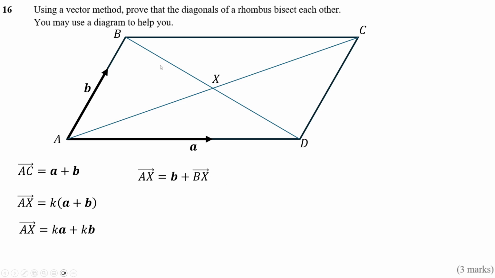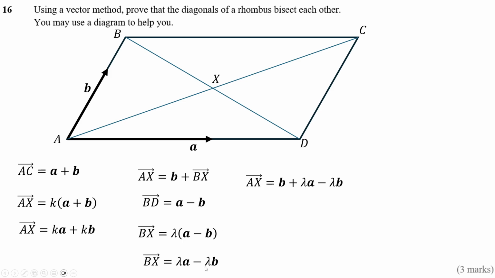How do we find BX? Well, we need to find BD. BD is minus B plus A, or A minus B. Now we need some fraction of it. We'll call that fraction lambda. Lambda is just some variable, a fraction of this full line BD. So we'll call it lambda times (A minus B), and that will give us BX. Now we can plug this back in and expand it, to get that. We know that AX equals that, and also equals that, so set them equal to each other.